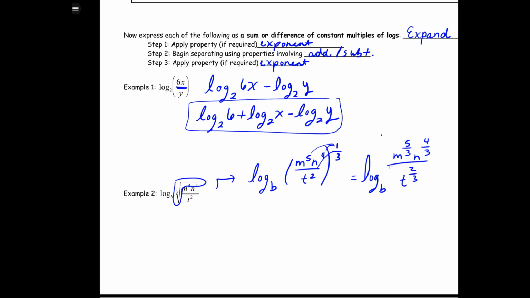So how do we separate the m to the 5/3 times n to the 4/3? With addition. And then what do I do with the division sign? Subtraction. So this becomes log base b of m to the 5/3 plus log base b of n to the 4/3 minus log base b of t to the 2/3.